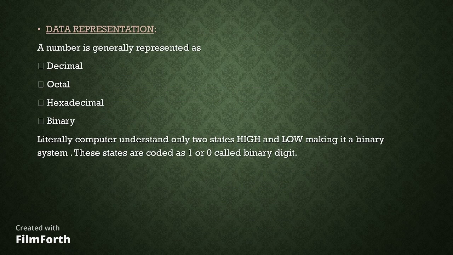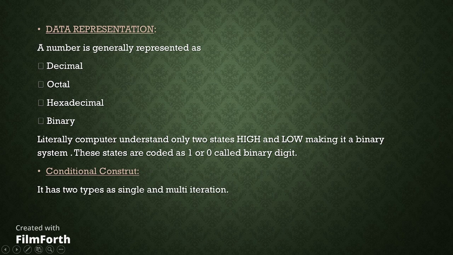Next, we have also seen about data representation. A number is generally represented as decimal, octal, hexadecimal, binary. Literally, a computer only understands two states. They are high and low, which makes the computer a binary system. These states are coded as 1 or 0, and these 1 and 0 are called binary digits.